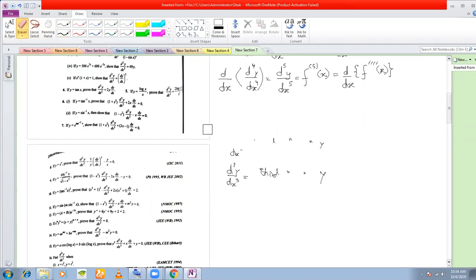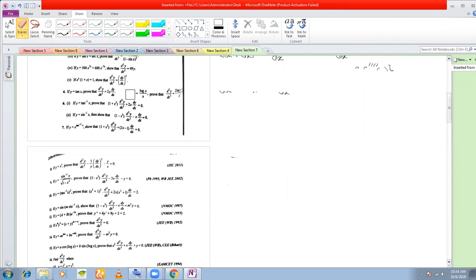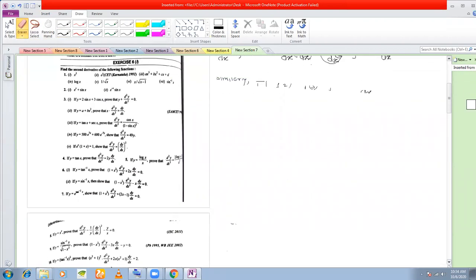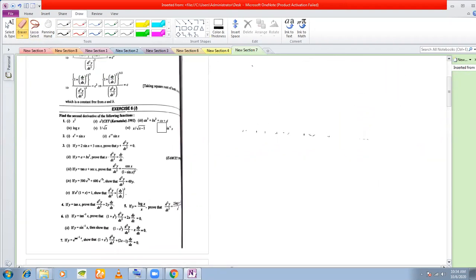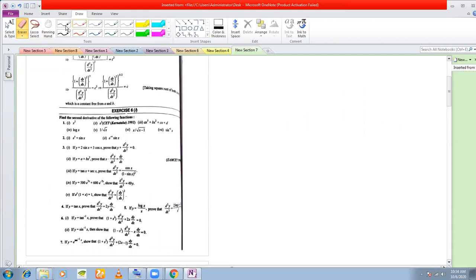Now we come to some sums. First sum is, let us start with 1, 3. Question is, find the second derivative of the following function. Second derivative means d2y/dx2. So let y is equal to ax cube, this is the given function, plus bx square plus cx plus d.